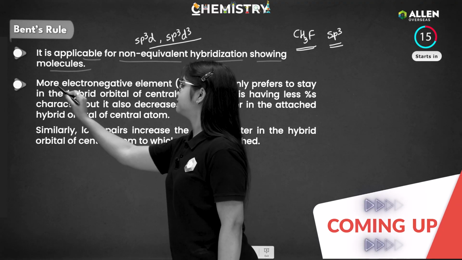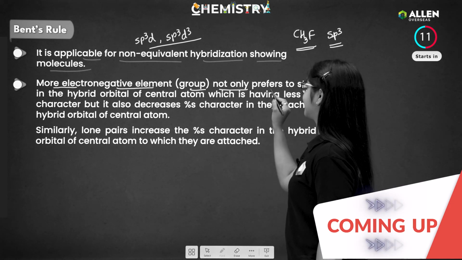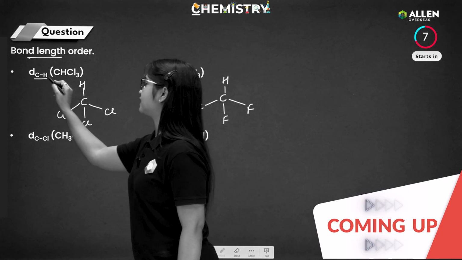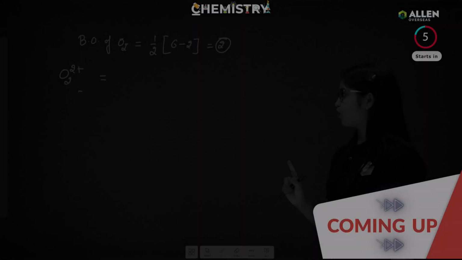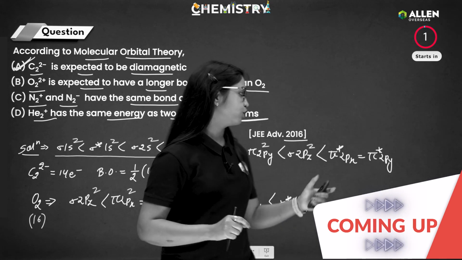According to this rule, more electronegative element or group not only prefers to stay, we have to compare the CH bond length, okay. Always remember, whenever you're removing two electrons, you have to remove the electron from the outermost orbitals, okay.